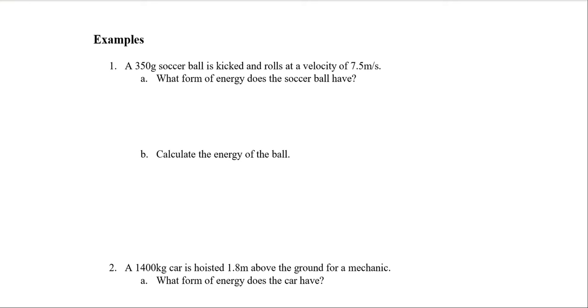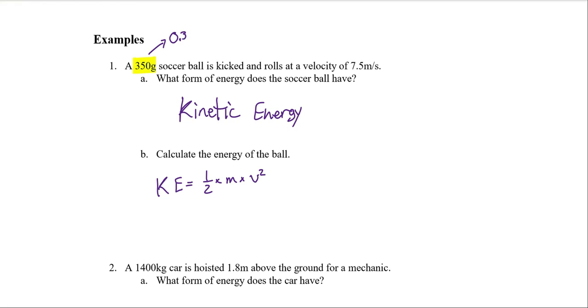A 350-gram soccer ball is kicked and rolls at a velocity of 7.5 meters per second. What form of energy does it have? Well, we're talking about a moving soccer ball, so that means we're talking about kinetic energy. So we're going to use our kinetic energy formula to calculate this. This is 1/2 times the mass times the speed squared. Now, one little thing, before you plug in 350, you always need to turn things into kilograms, meters, and seconds. So 350 grams is actually 0.350 kilograms.